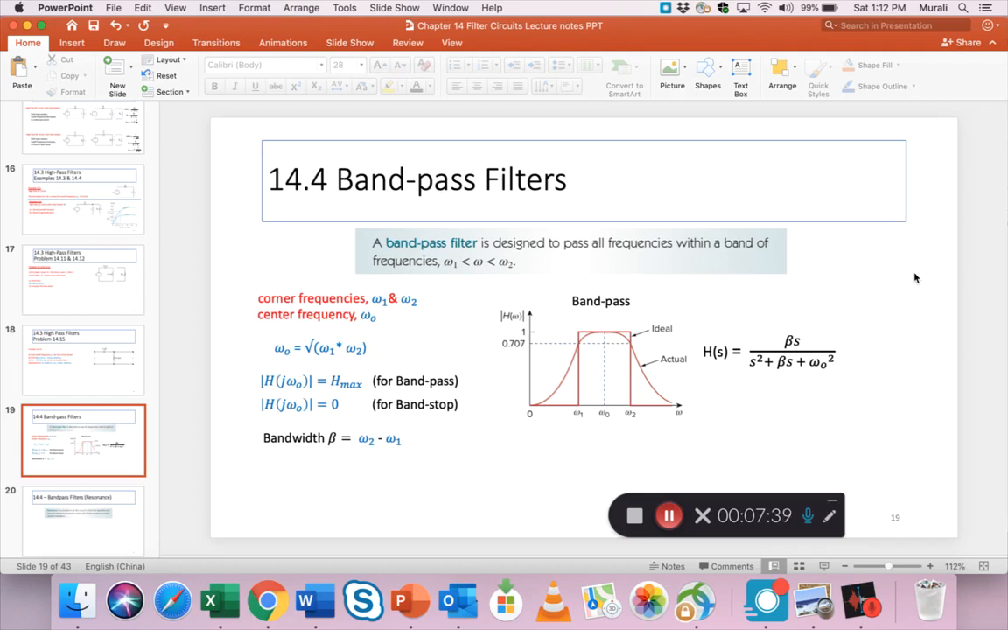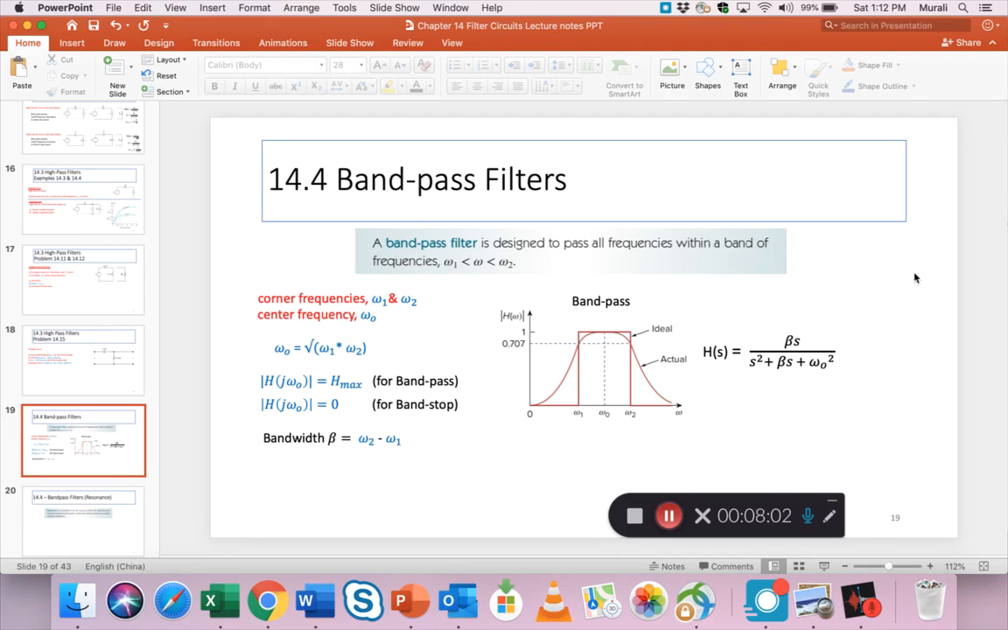But for band pass, you notice that the magnitude of the transfer function H, if calculated at omega 0, you get H max, which is the maximum value. Most cases, we take that to be 1 for passive filters. Okay. Bandwidth is defined as omega 2 minus omega 1.